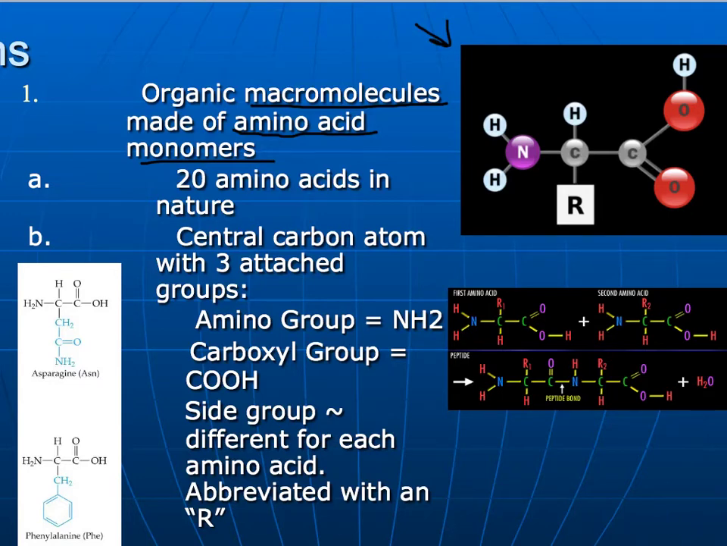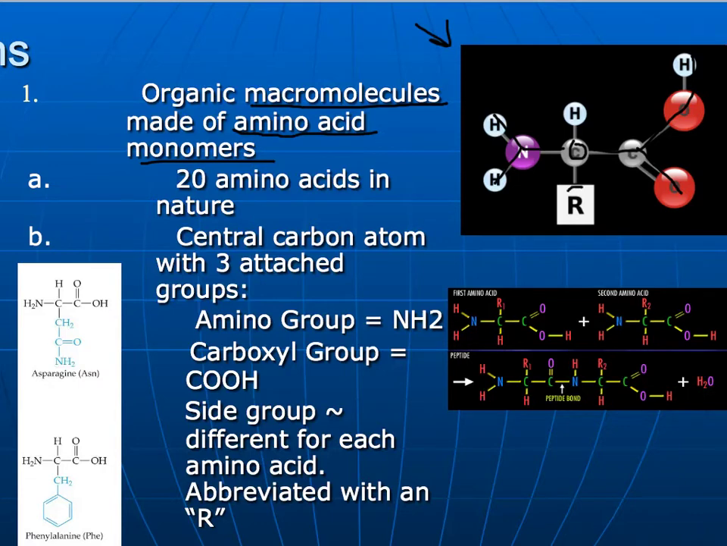So there's a central carbon atom, so I'm going to mark that on the list there, and it's attached to 3 groups. So this is one group. This is called the carboxyl group, and again I'll kind of trace it. This is my carboxyl group, that whole thing, COOH. And it's also attached to an amino group. This is the NH2 group.